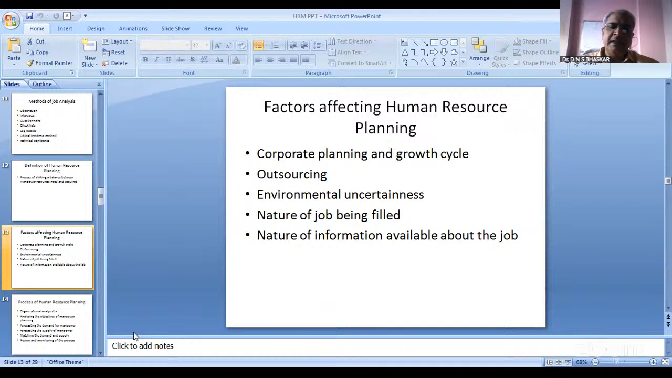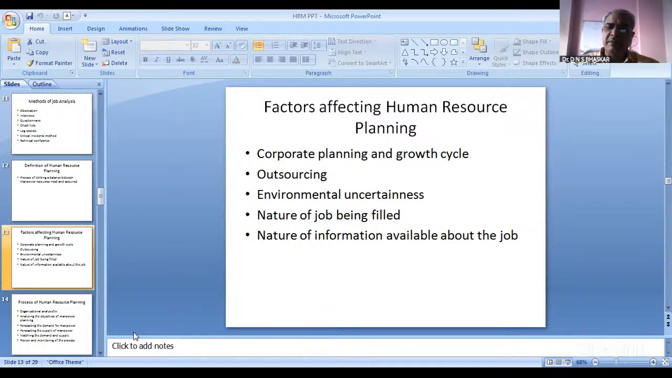Then coming to the nature of job filling. When you want to fill a particular job, how to fill it? Then you have to plan for that. If you are filling a lower level position, what is the process? If you want to recruit a middle level person, what is the job filling process? If you are going for a corporate head or a vice president, then what is the human resources planning aspect? These are the various aspects that need to be understood.